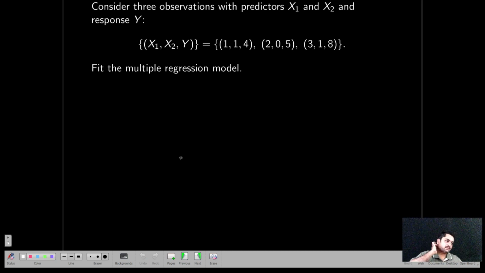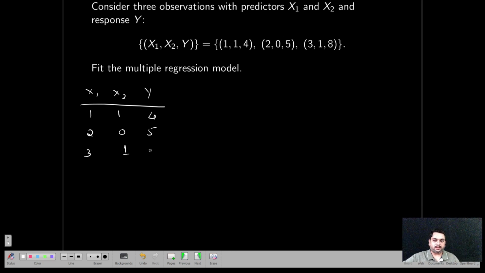Now let us take a simple example and try to understand this. So they are given x1, x2, and then y, given as 1, 1, 4; 2, 0, 5; 3, 1, 8. So you fit the multiple regression model for this. So what is it that you have to do? This is what I am trying to find: beta naught plus beta 1 x1 plus beta 2 x2, and then estimate these values. Then you will get this.